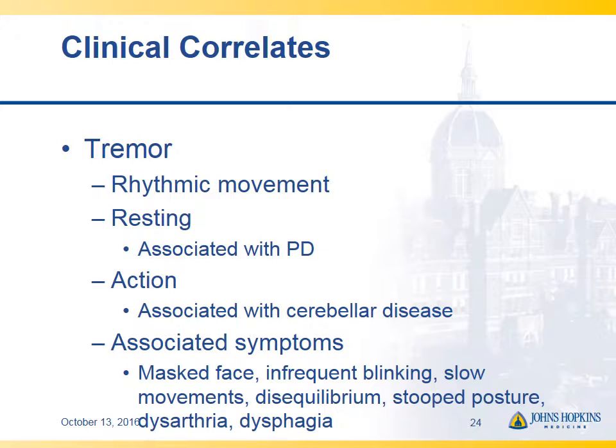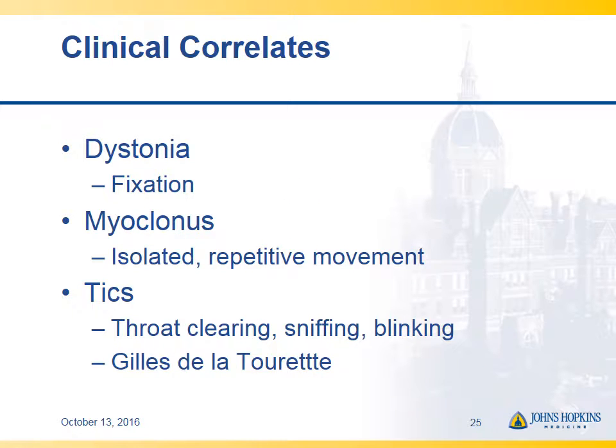Other symptoms often associated with Parkinson's disease would include mask face or mask facies, infrequent blinking, slow movements, disequilibrium, stooped posture, dysarthria, and dysphagia. I mentioned dystonia earlier, saying that writer's cramp is the most common kind of dystonia in which there is contraction of a muscle resulting in fixation of a body part in a particular position.